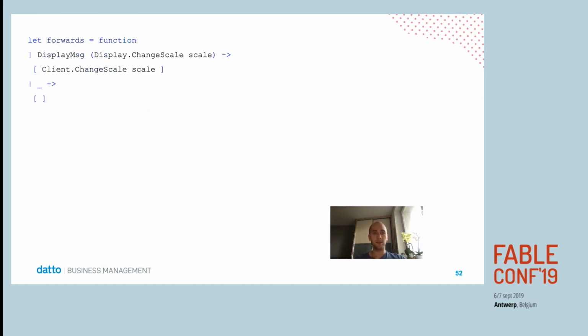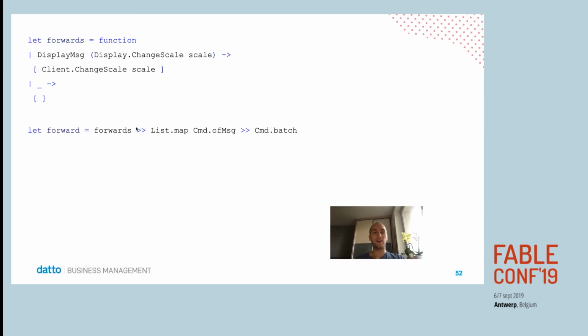And the next concept that I wanted to demonstrate is what I call forwards. This is basically for the parent component in the parent-child Elmish architecture. What I do when I want to propagate one message from one child to the other is this. For example, one requirement was that I should propagate a message called change scale from our display component to the client component, to change the scale. And I can pretty easily declare that in this function over here. And if I don't want to propagate anything, I return an empty list.